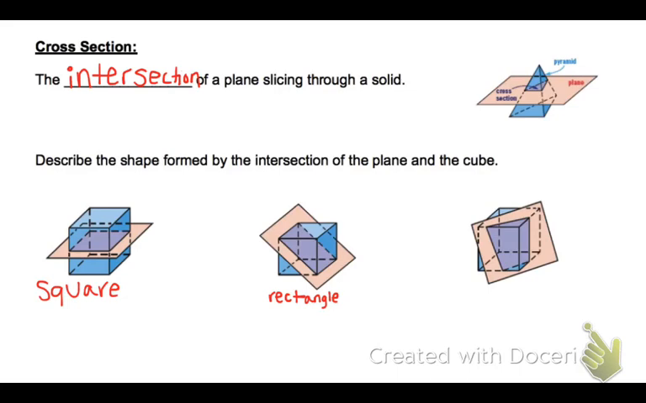And then you see on the very far right, the plane's kind of coming in at an angle, but it's not fully going to the other side. It's just cutting off a corner of our box. And what you should be able to tell is that our cross section is a trapezoid.